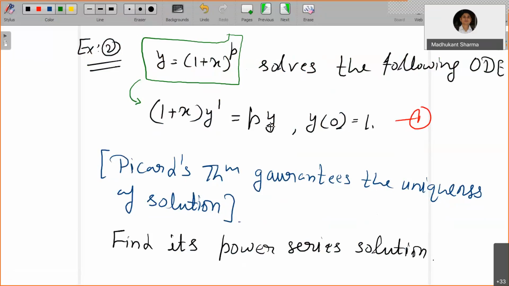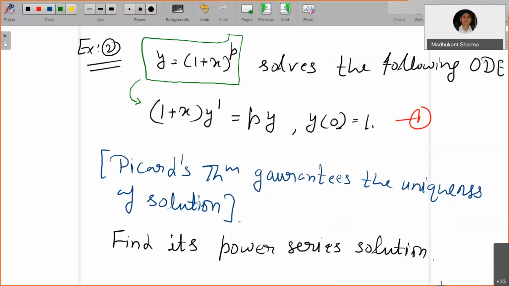So if we determine the series solution for this problem, then that series and this solution should be equal. Why? Because of the uniqueness guaranteed by Picard's theorem. So that power series should represent (1 plus x) to the power p, which you already know: for p an arbitrary constant, you have the binomial series 1 plus p x plus p into (p minus 1) by 2 factorial x square and so on.